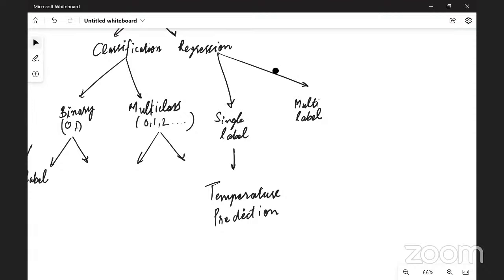And what about multi-label? An example could be you don't want to just measure temperature, you want to measure the humidity as well. Imagine that. Temperature plus humidity.